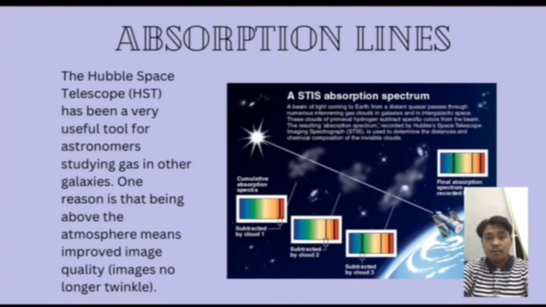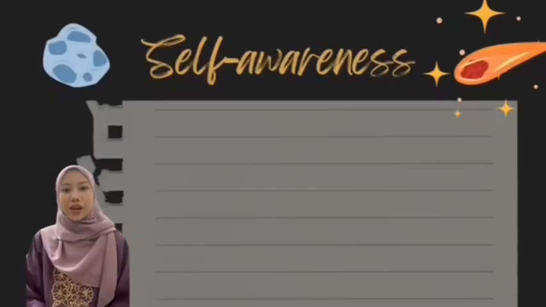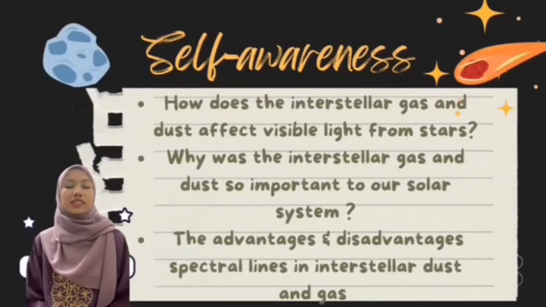The Hubble Space Telescope (HST) has been a very useful tool for astronomers studying gas in other galaxies. One reason is that being above the atmosphere means improved image quality. Images no longer twinkle. So we enter the next subtopic, which is self-awareness on this chapter.